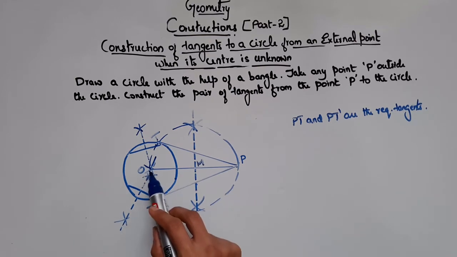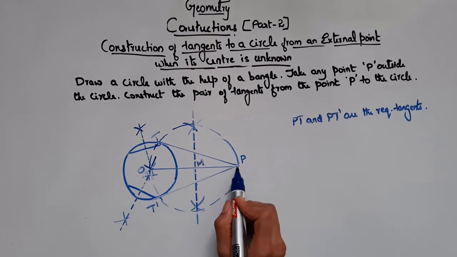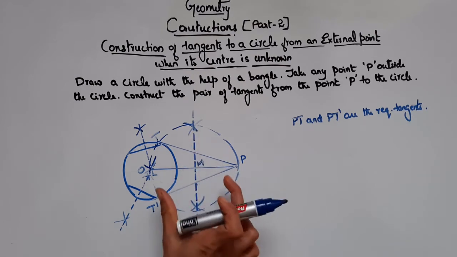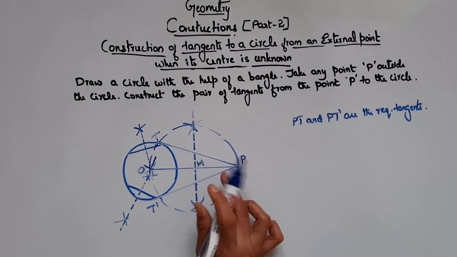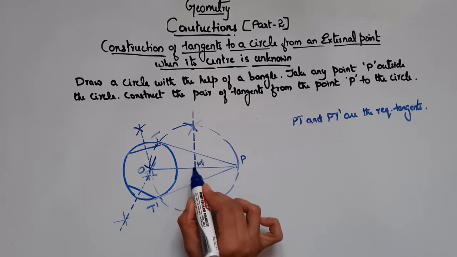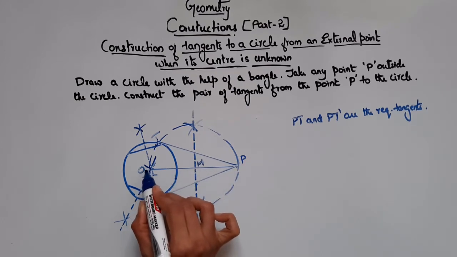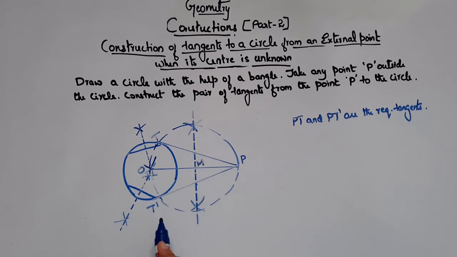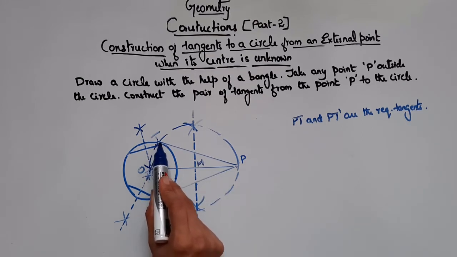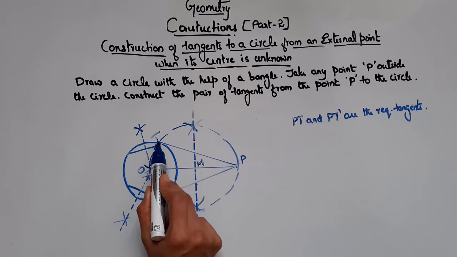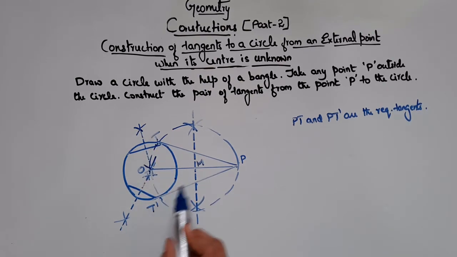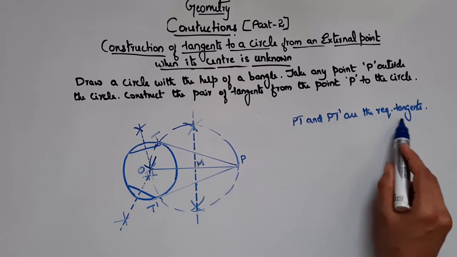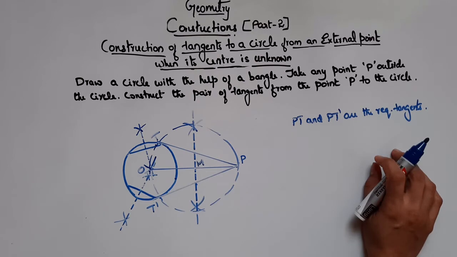Now you will join the center of the circle with the point P. Then you will take a perpendicular bisector of line OP. The point of intersection here, this will give you the midpoint of the line OP. From the midpoint, taking OM as radius, you will draw another circle. The point of intersection of the new circle with the given circle, you will take as T, and here you will take T dash. Now join PT and PT dash. So PT and PT dash are the required tangents. I hope this is clear.